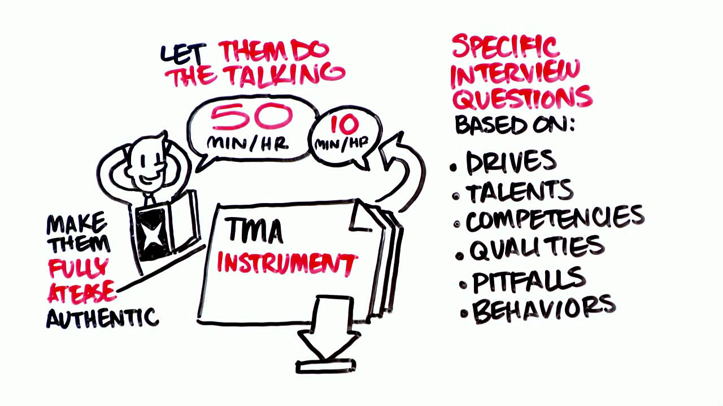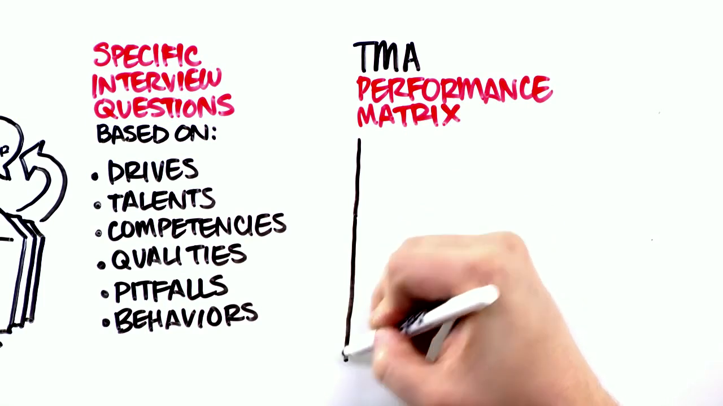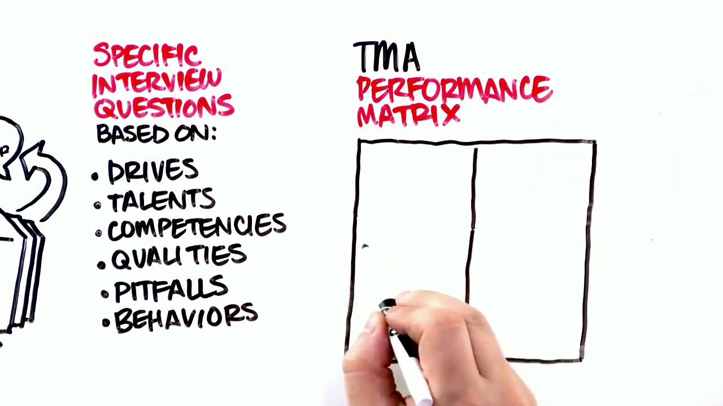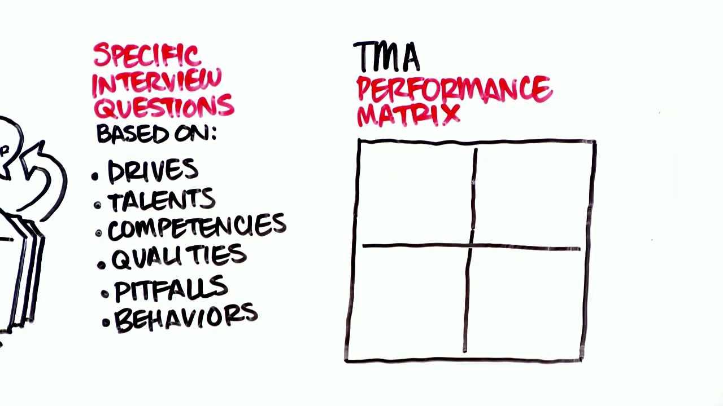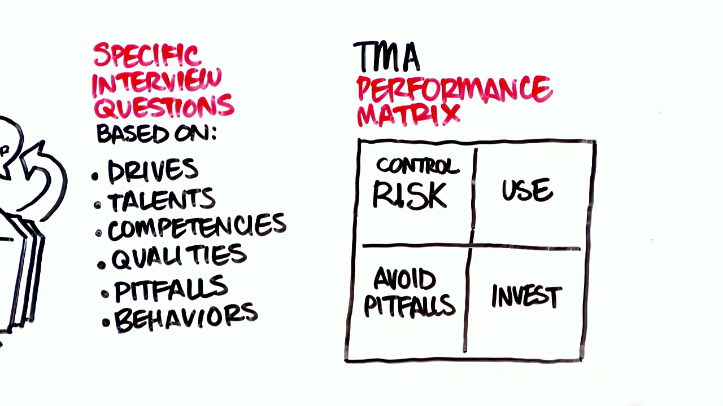So, now you're done with the interview. By using professional instruments, you have discovered the true nature and competences of your candidate. Now, use the TMA Performance Matrix. Here, you can easily place the competencies of the candidate in any of the four quadrants. It helps you to decide on how to approach the candidate most effectively, where to control risks, avoid pitfalls, and invest and use his competencies and talents.